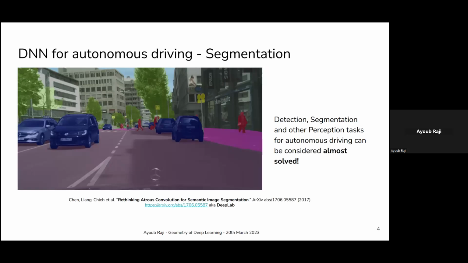And the detection, segmentation, and other perception tasks, so tasks related to receiving data from the sensors, such as cameras and LiDAR, sensors that emit a laser into the environment, can be considered almost solved. For sure, there are some improvements that can be made. For example, as Filippo said before, due to lack of light or contrast, there are a lot of things that can be improved. But let's say they can be more or less considered solved at a decent level.